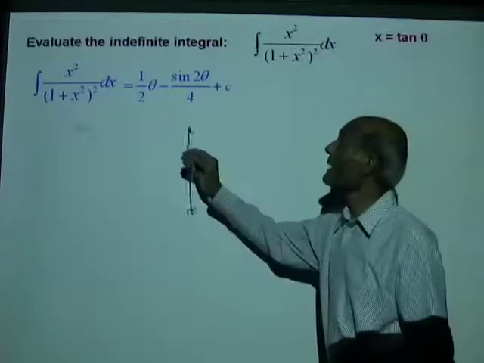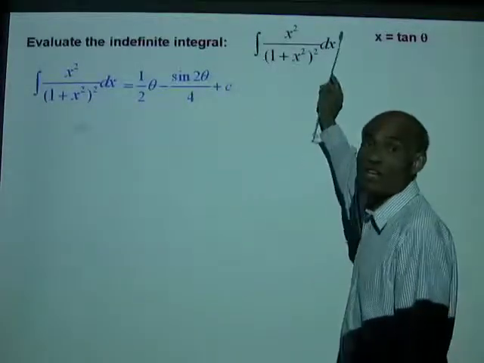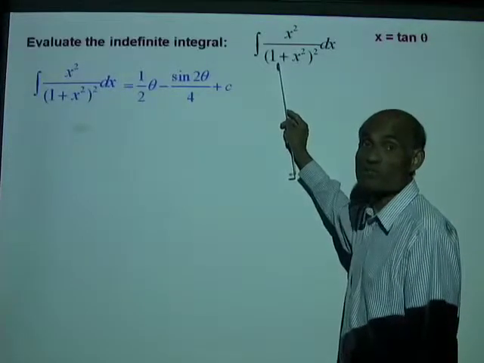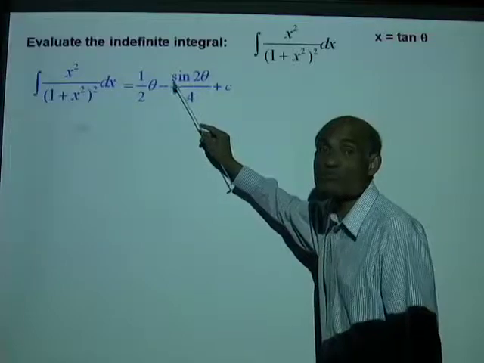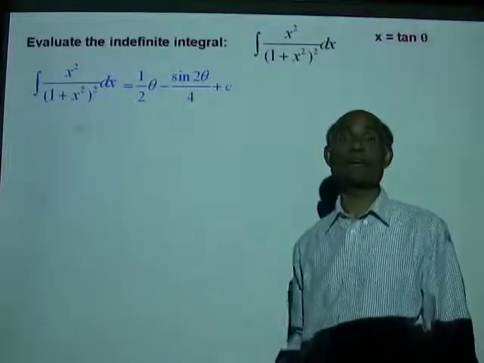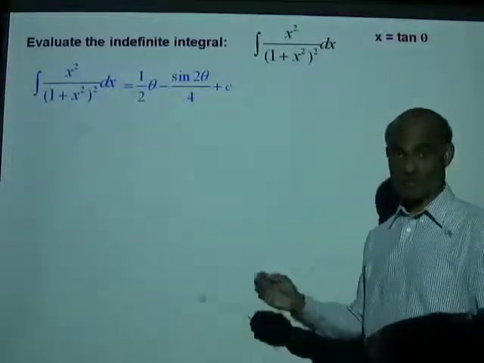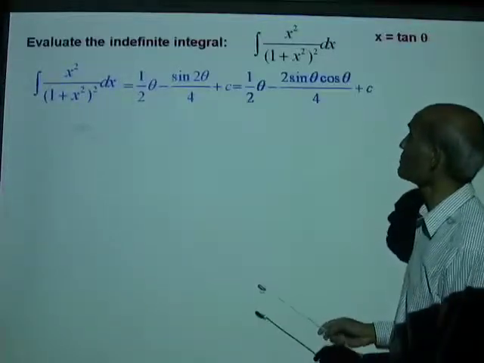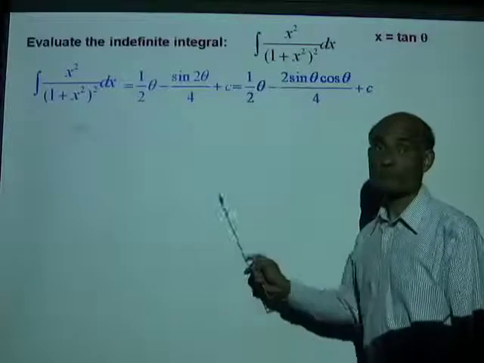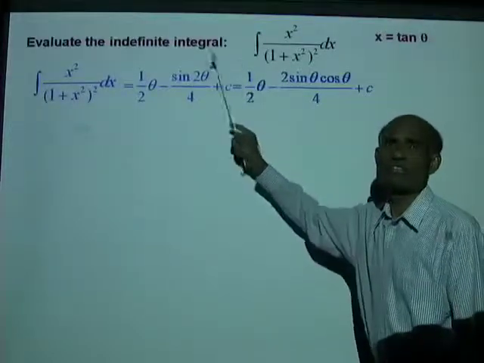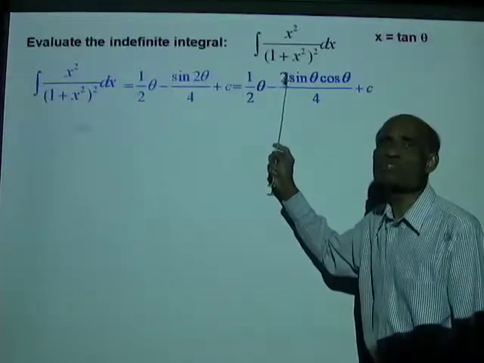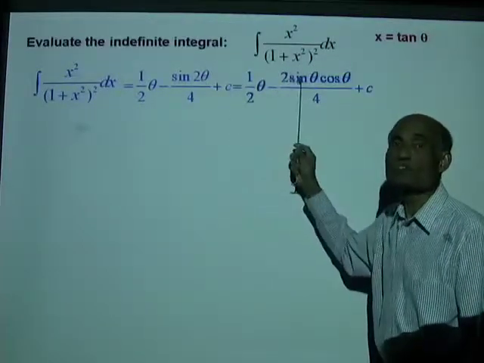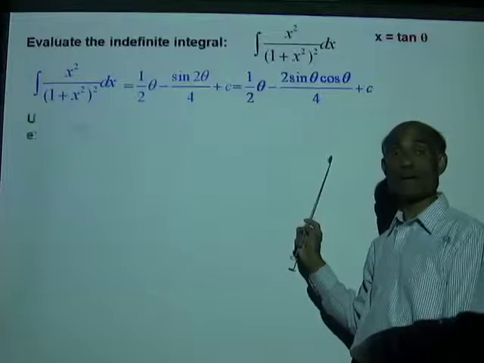What do we need to do here? We have the original integral in terms of x. We need to get these results back in terms of x. How? Go back to our original substitution. What is our original substitution? Well, I simplified this. Sine of 2 theta is 2 sine theta cos theta. But that will be much easier when you go back to our triangle.